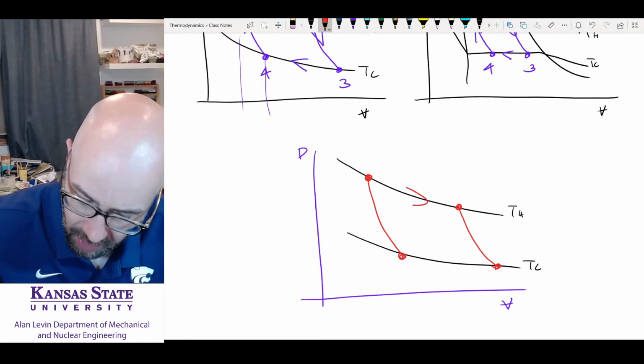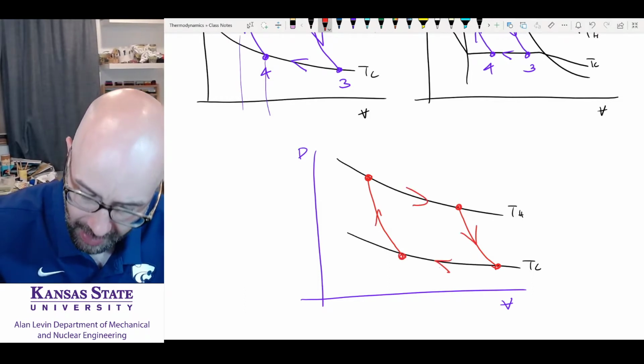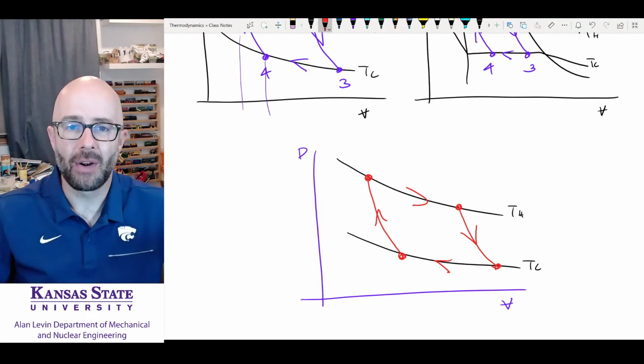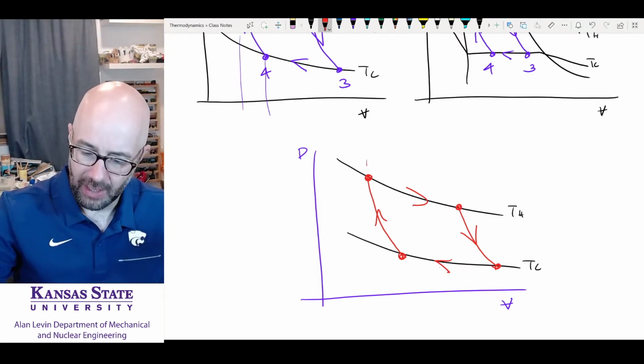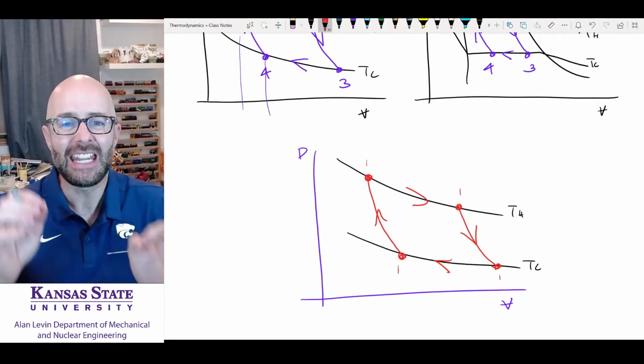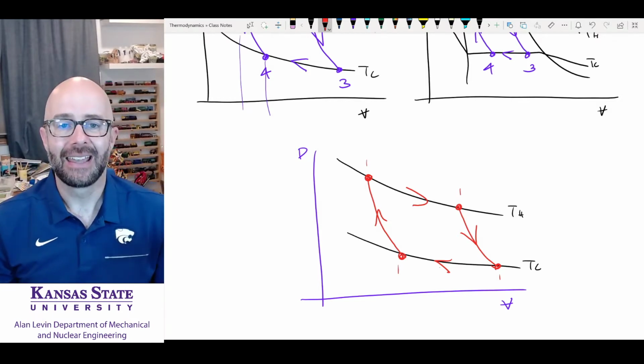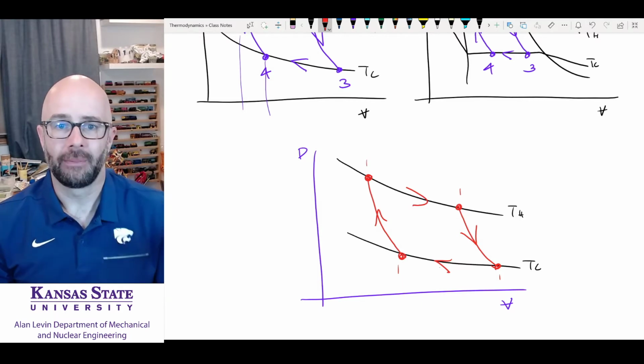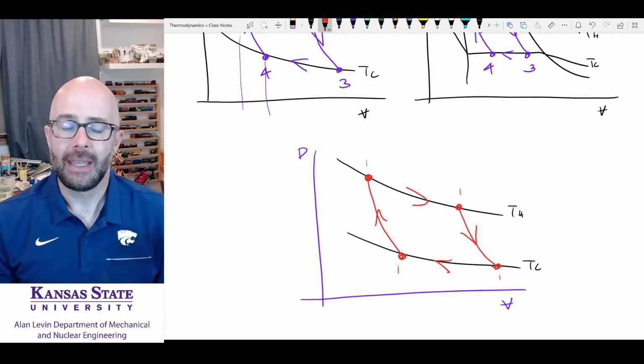You have to know that if you go this direction, that's what the cycle looks like. And it doesn't matter if I start here at 1, or if I start here at 1, or if I start here at 1. Any one of those states can be state 1. Okay? Any one of them.